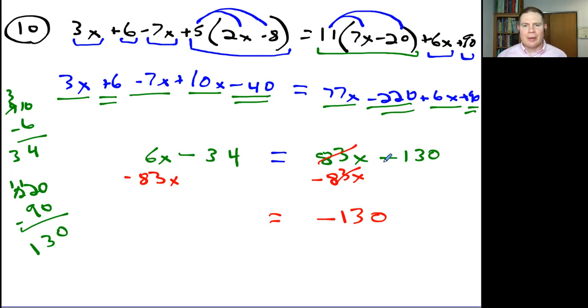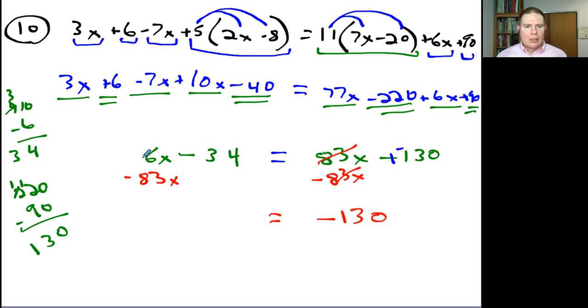Right? Technically, that minus sign is a plus negative. So when I say 0 plus negative 130, that's negative 130. This isn't minus 130, it's a negative number, negative 130.